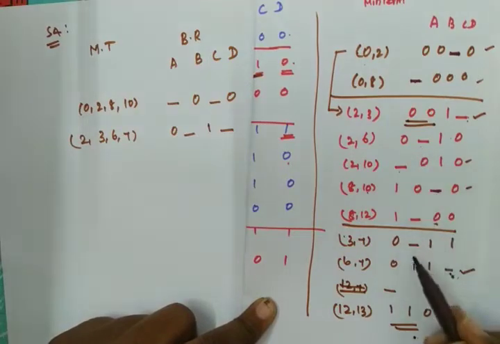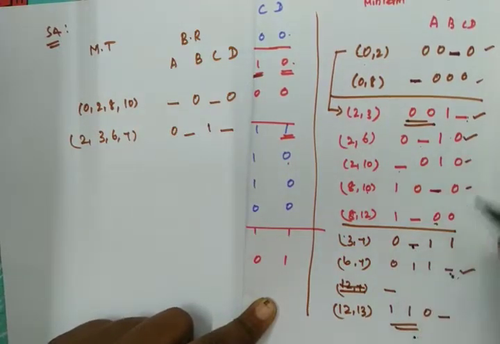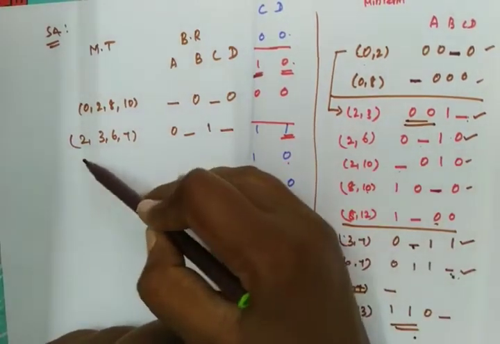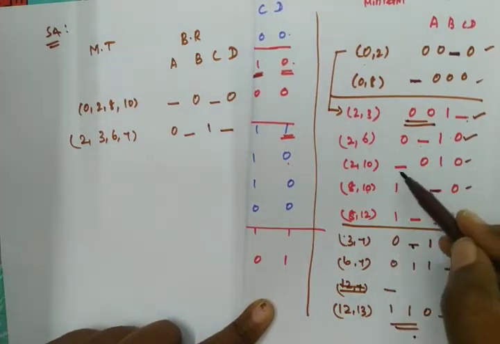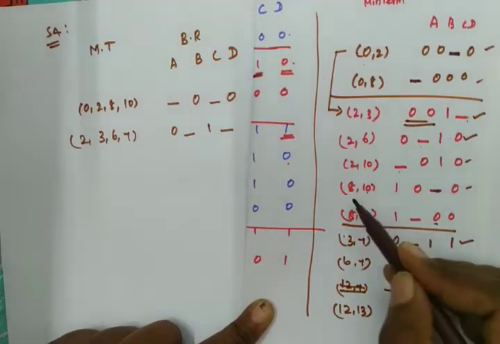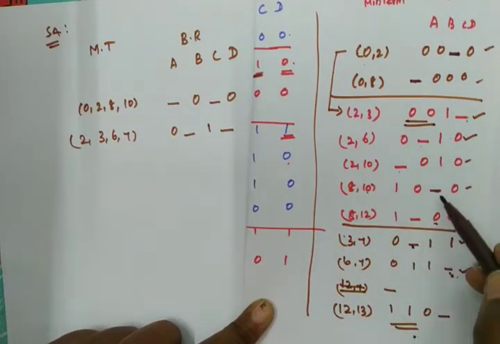Here we have dash, 2, 6, 3, 7. So 2, 6, 3, 7. Again we are getting the same number, 2, 3, 6, 7, so no need to write. Then we have 2, 10. Not possible. 8, 10, we have a dash in the third bit, not possible.